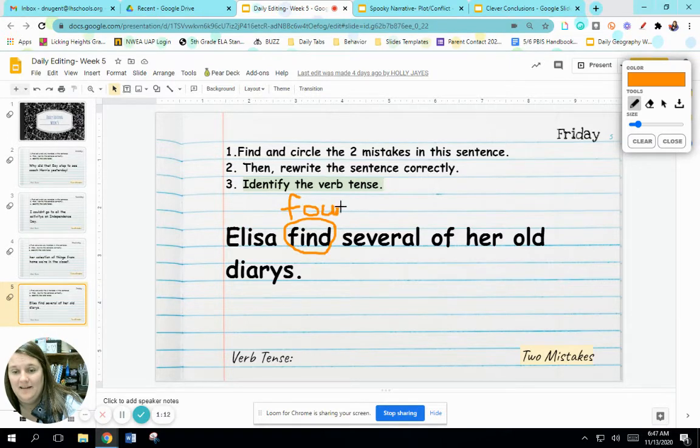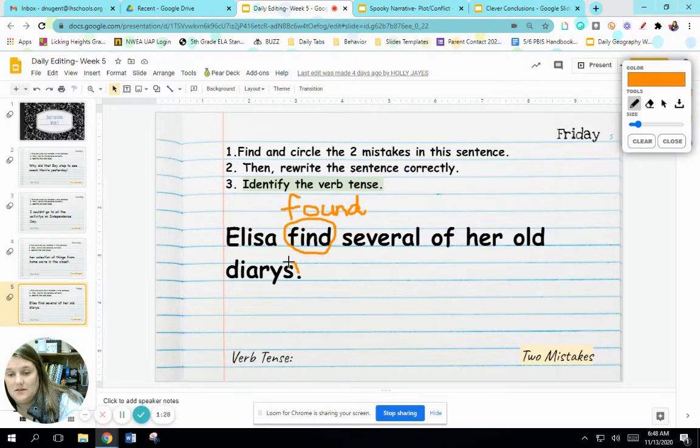Bear with me. Writing with your mouse is not always the easiest. Found, F-O-U-N-D. Eliza found several of her old diaries. Doesn't that make way more sense? I'm making that verb tense agree with the sentence.